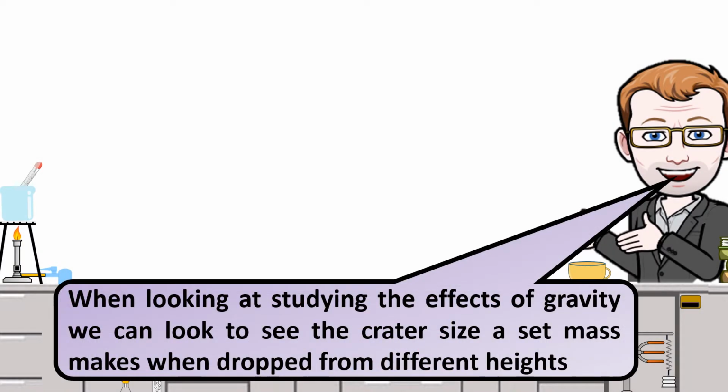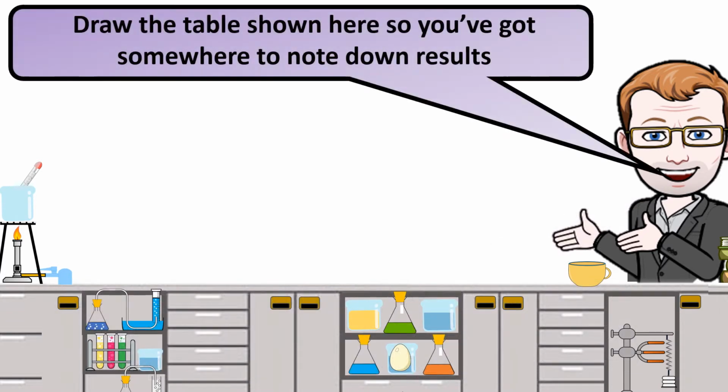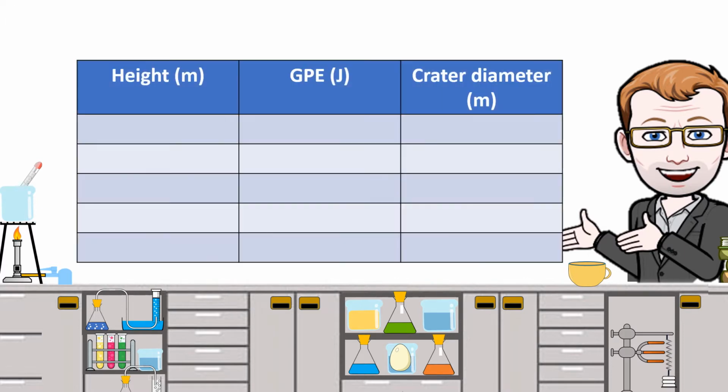When looking at studying the effects of gravity, we can look to see the crater size a set mass makes when dropped from different heights. So, before we do anything, you'd have to draw a table that looks something like this. It would have to have the height. From the height, you can work out the gravitational potential energy, and you need somewhere to put the crater diameter.